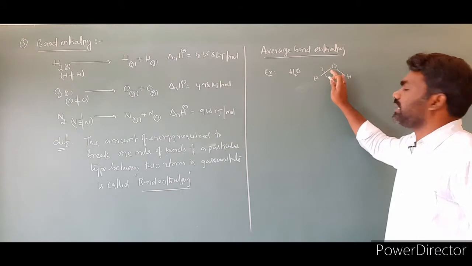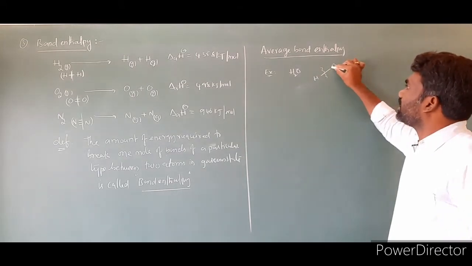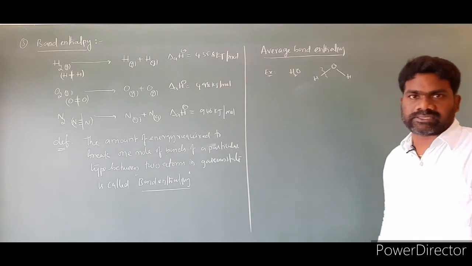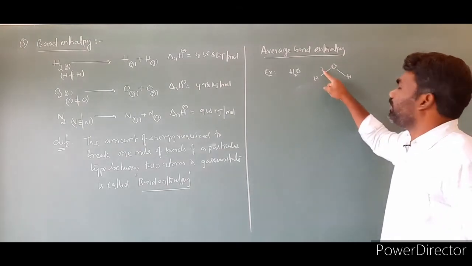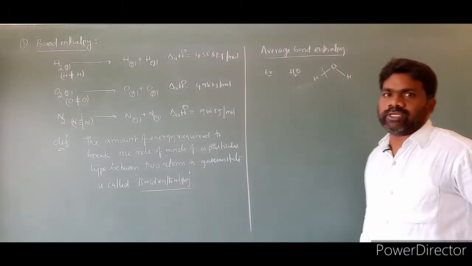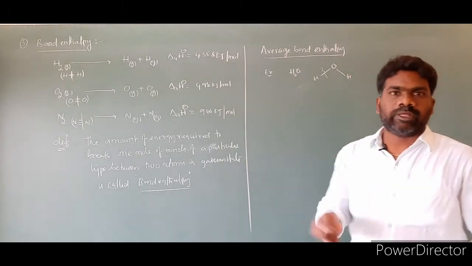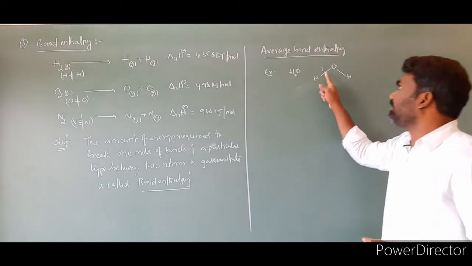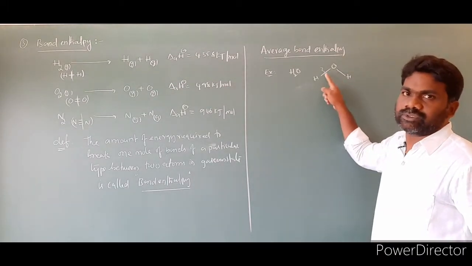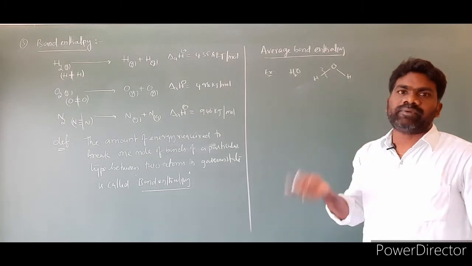When this bond is broken, the chemical environment around the other OH bond is going to change. So when one bond is broken, the environment around the remaining OH bond changes, and the bond enthalpy value will be different. This bond enthalpy may not be the same as that one, so we have to take an average value.